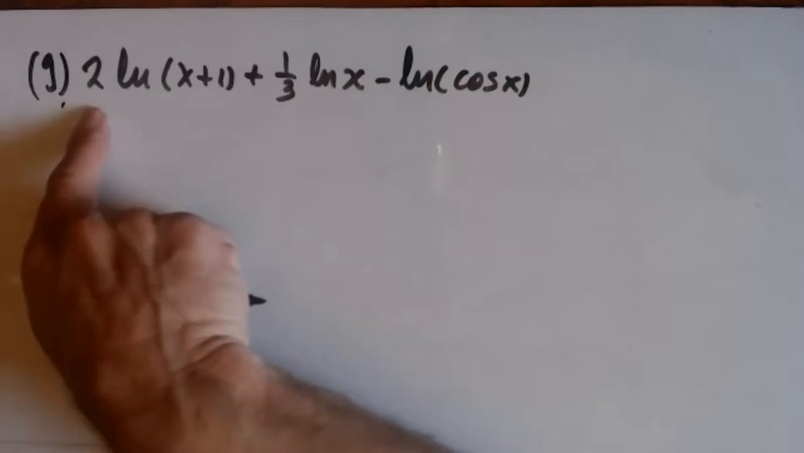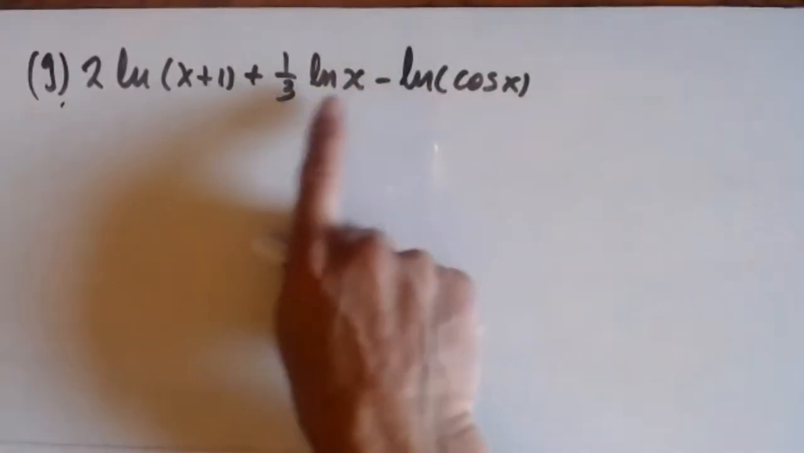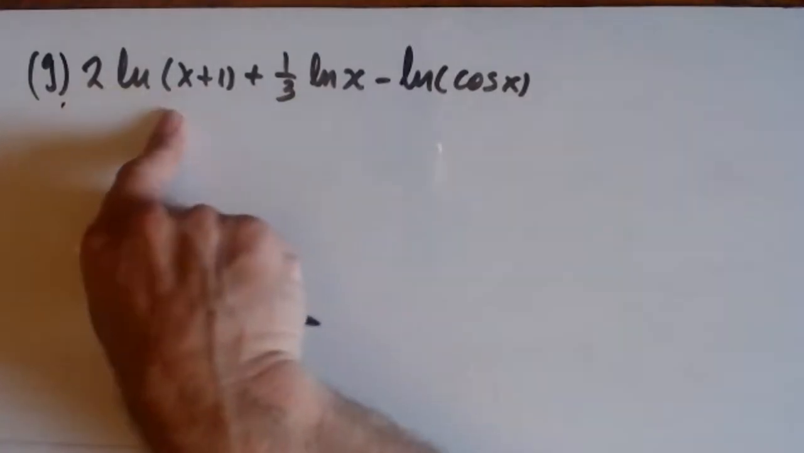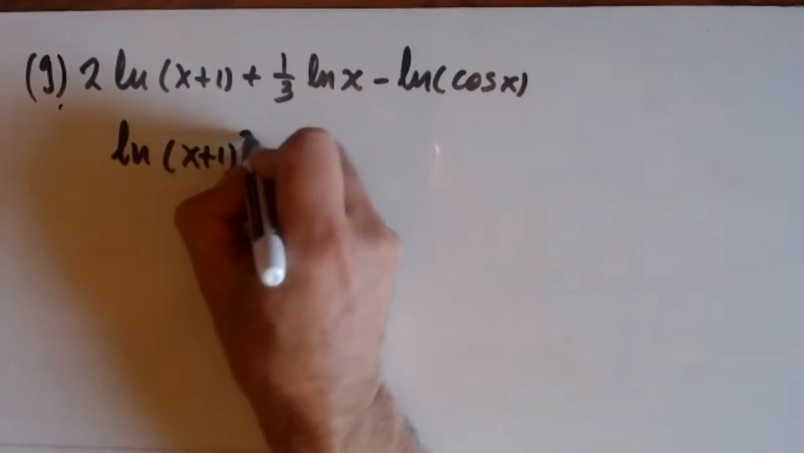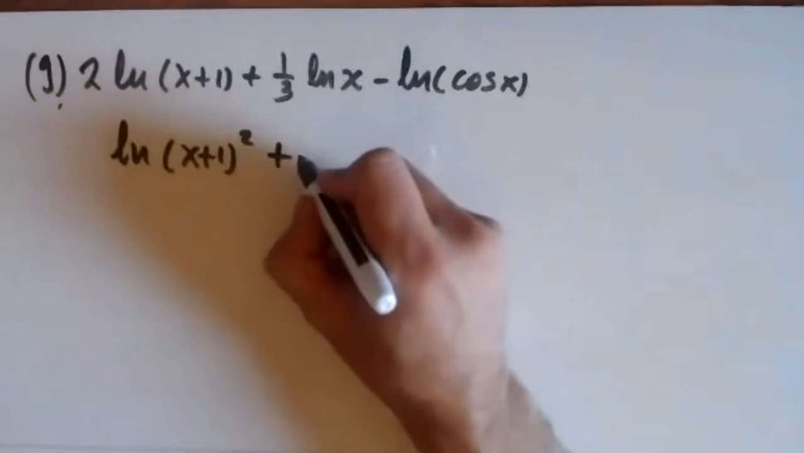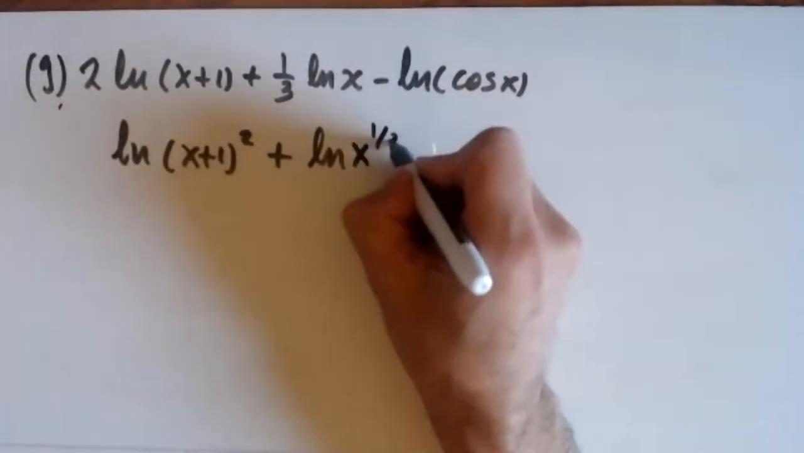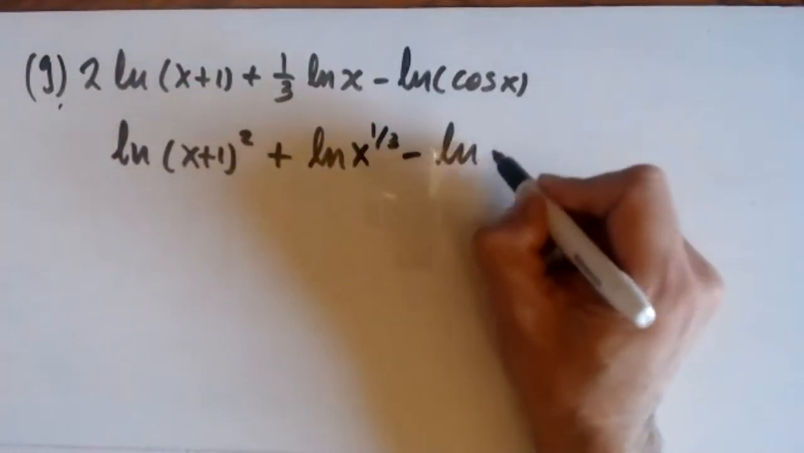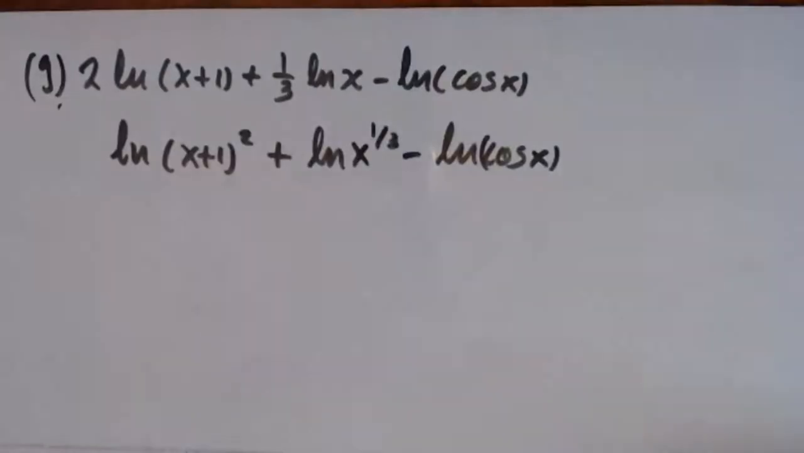Okay. Numbers at the front of the ln are powers. So here I have none. I have here 1/3 and I have here a 2. So this is ln (x plus 1) squared plus ln x to the 1/3 minus ln of cosine x. So this is a 1, so that's not a problem.